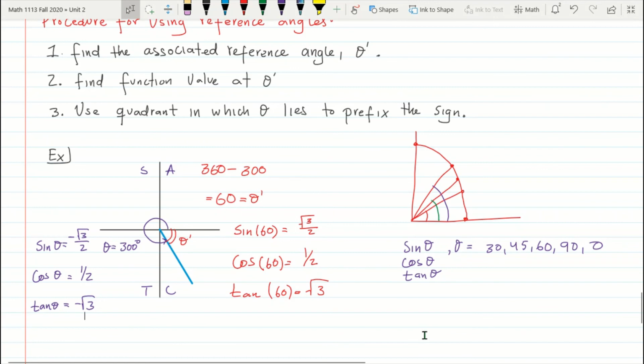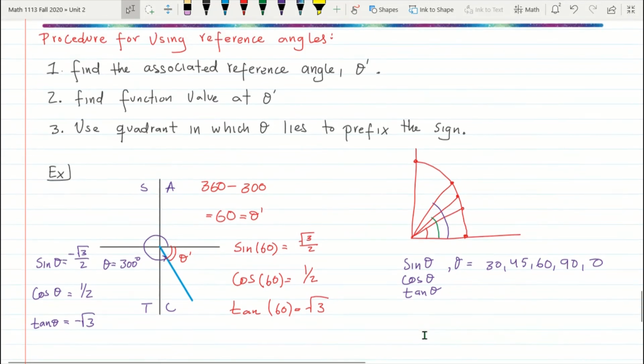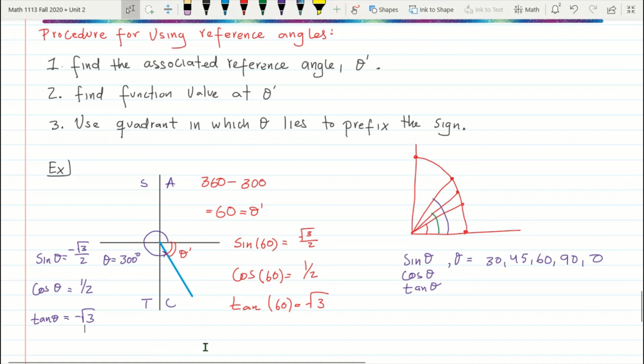So that's the idea for using reference angles to figure out anything around the unit circle, whichever quadrant your value of theta lands on. That's how we're going to figure out those values, only using the first quadrant values and then applying the necessary sign to them. Some are positive, some are negative, and we do that by looking at wherever the actual theta has fallen. And that is everything for 4.4.